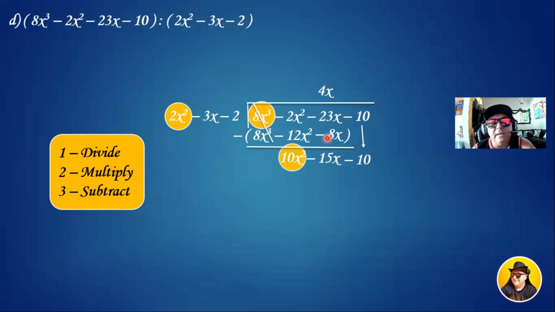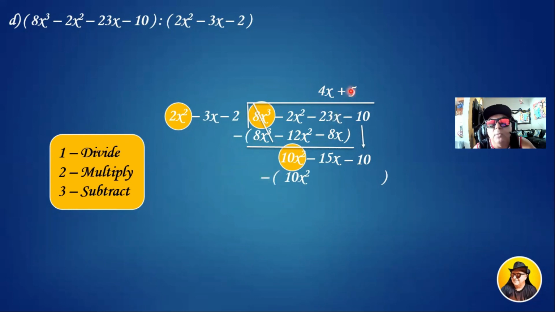Okay, the leading term by the leading term. 10 divided by 2 is plus 5. X squared divided by x squared is over. So we have only plus 5. Now step 2, let's multiply. Plus 5 times 2x squared is 10x squared. Don't forget, this is step 3, okay?